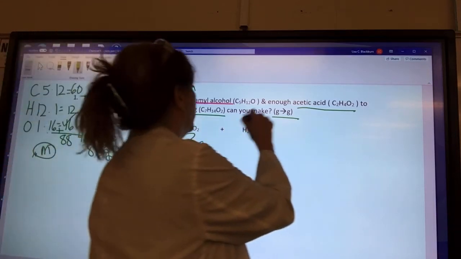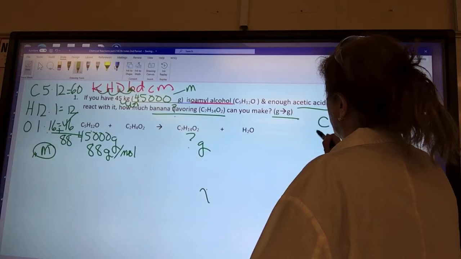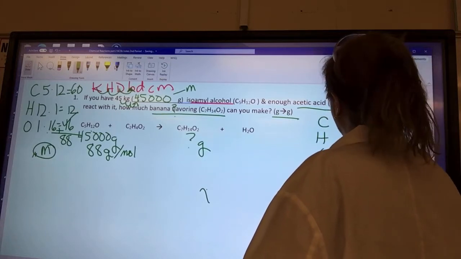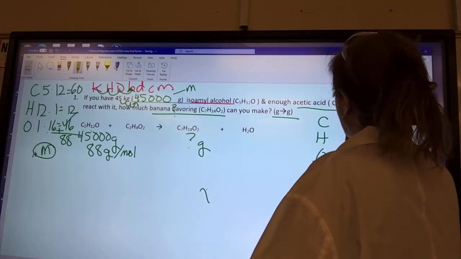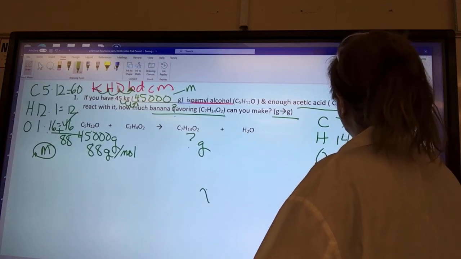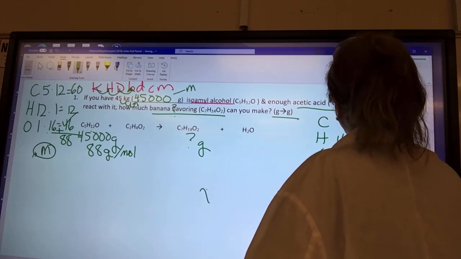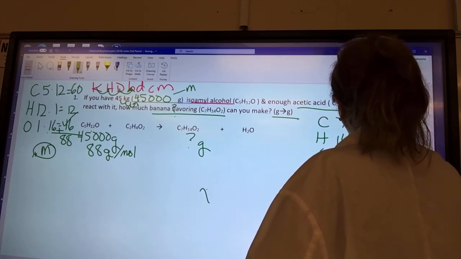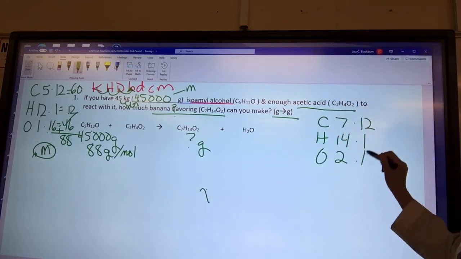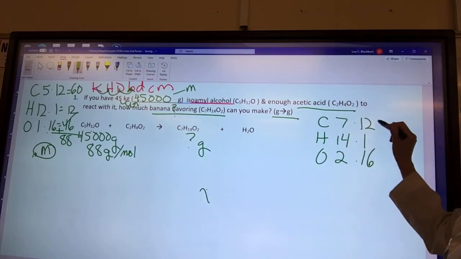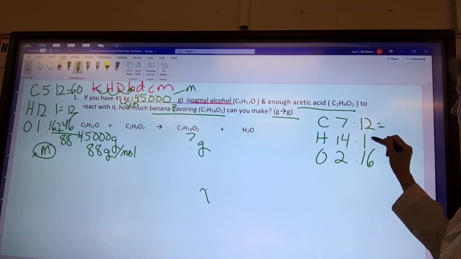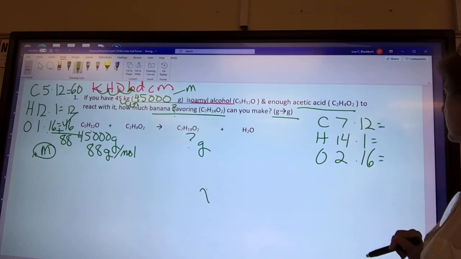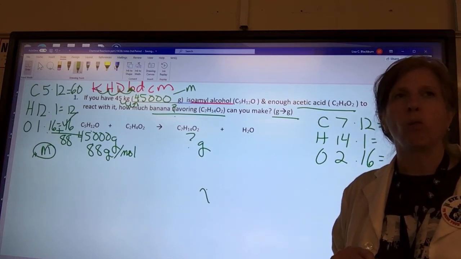Now I'm going to do this one. It's also carbon and hydrogen and oxygen. This time I have 7, 14, and 2. Carbon still weighs 12, hydrogen still weighs 1, and oxygen still weighs 16. I multiply them out. What is 7 times 12?